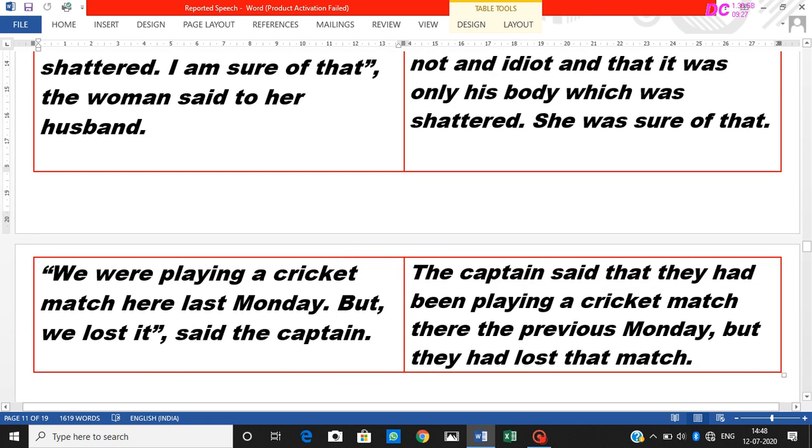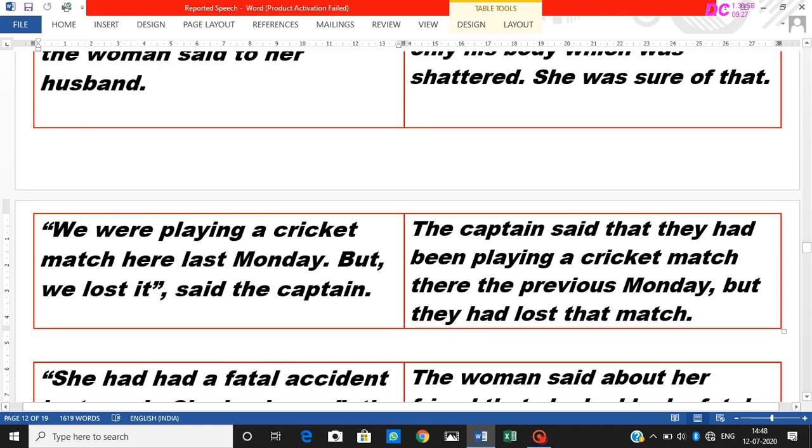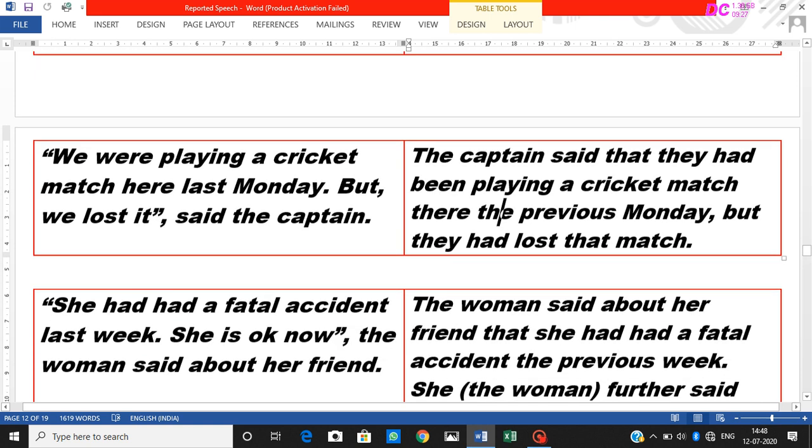Now example number next. "We were playing a cricket match here last Monday, but we lost it," said the captain. The captain said that they had been playing. Look here, past continuous is changed into past perfect continuous. "Was, were playing" becomes "had been playing" a cricket match there the previous Monday, but they had lost. "But we lost it" is past simple, and "they had lost that match", so we changed it to past perfect.